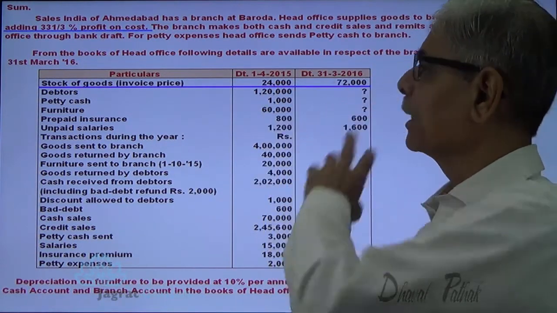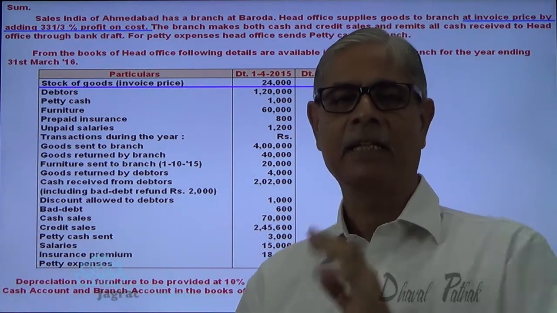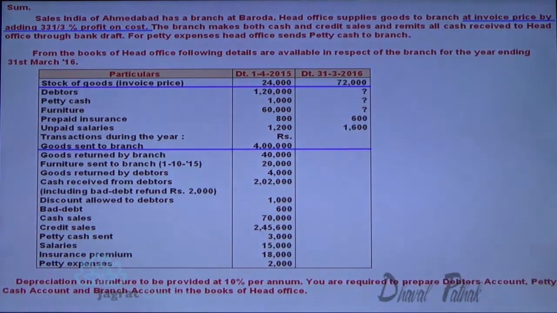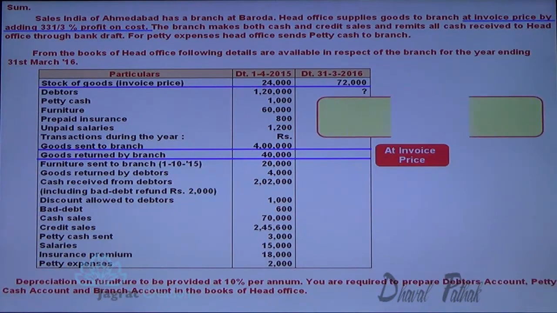So opening balance and closing balance are given at an invoice price. We shall find out the cost element and the profit element in this invoice price. Over and above these 4 lakhs, goods sent to the branch and goods returned by the branch, you are not specifically told whether these are cost or invoice price. Always presume them to be at invoice price, because goods are sent at an invoice price.